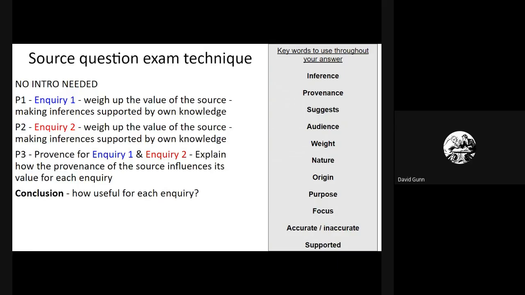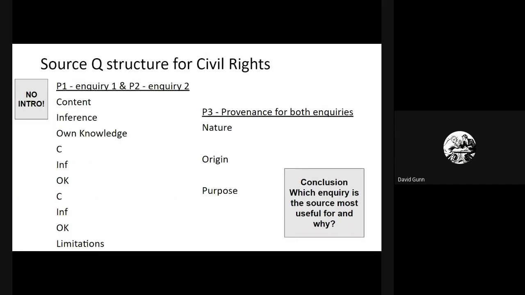When we look at exemplar answers from the exam board, they do use these terms. So don't feel like it seems obvious to use the word inference or infer or nature, origin, purpose. That's what's expected, and in terms of ticking the boxes of the mark scheme, it just helps you to use these kinds of words. So you can pause that and take a note of the keywords that you can bring into your answer.